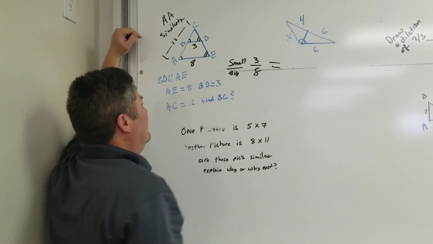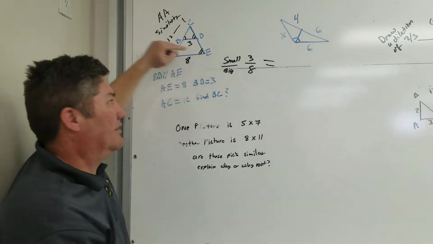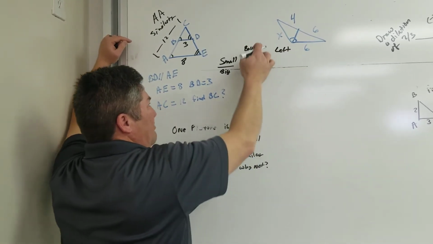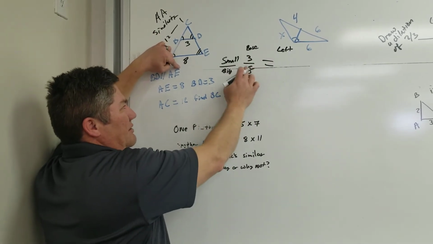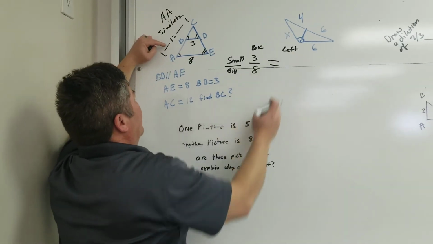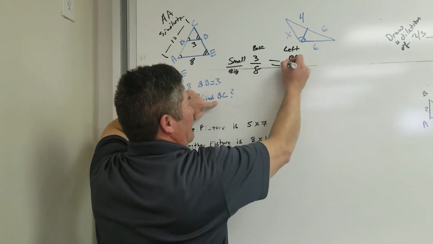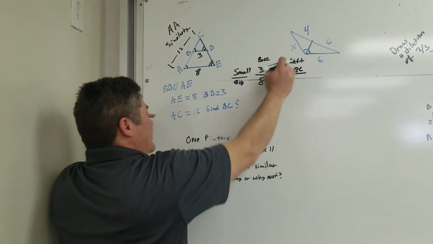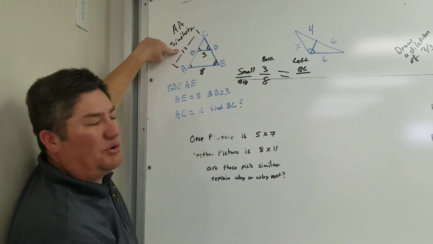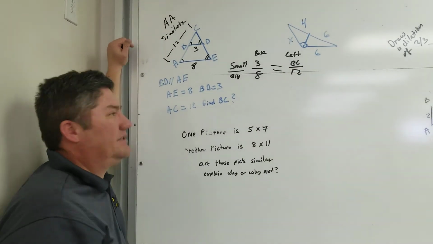That should equal, find BC. BC is the left side of the small triangle. So this is really left. This is base. So the bases were 3 and 8 from the small to the big. Base of small, 3. Base of big, 8. Left of small is going to be BC. I don't know that. That's what I'm looking for. Left of big, hey, that's the 12 that they're giving me. Am I ready to cross multiply? Yes, I just cross multiply now.